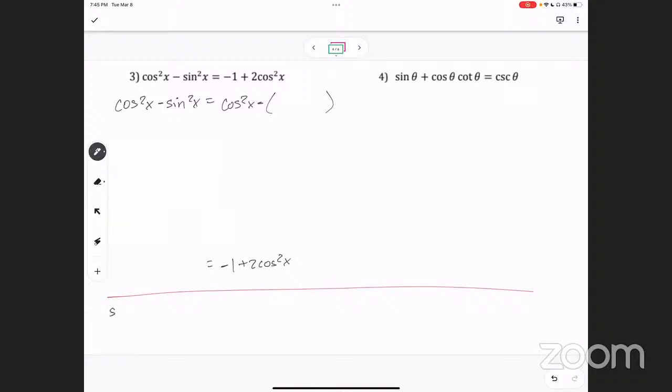Remember what sine squared was? Remember we had sine squared plus cosine squared equals 1, which means that sine squared is 1 minus cosine squared, right? Now what do I do?